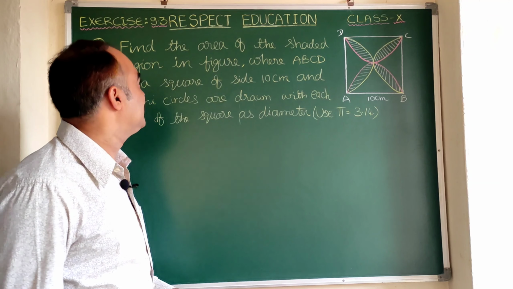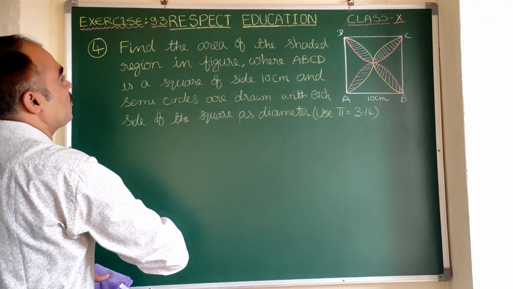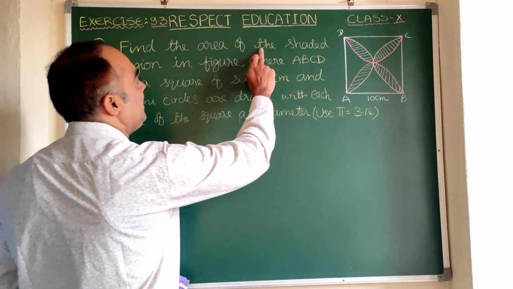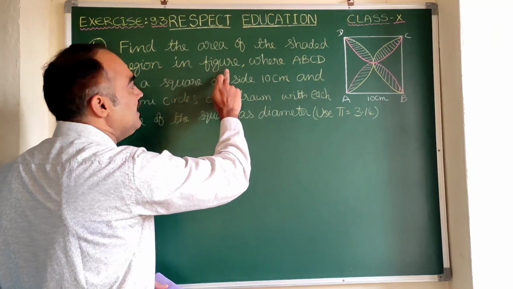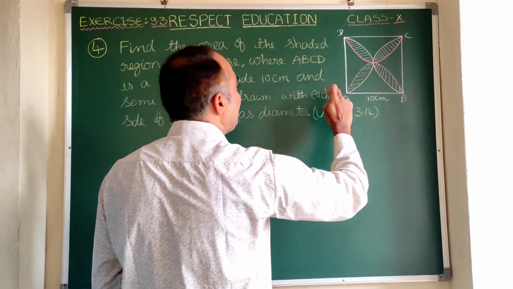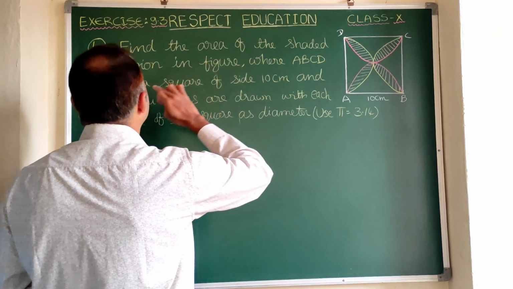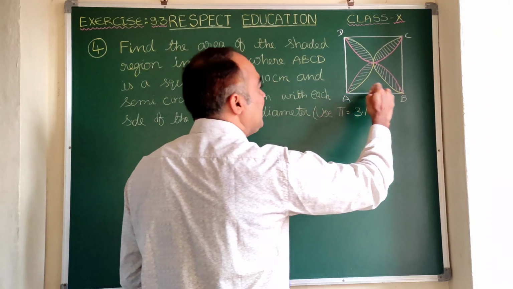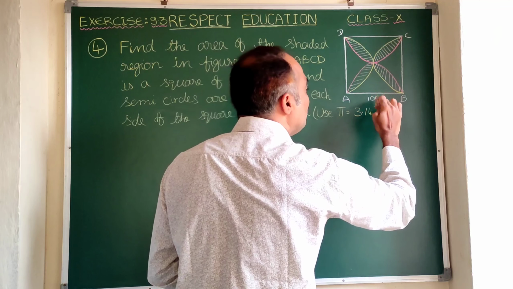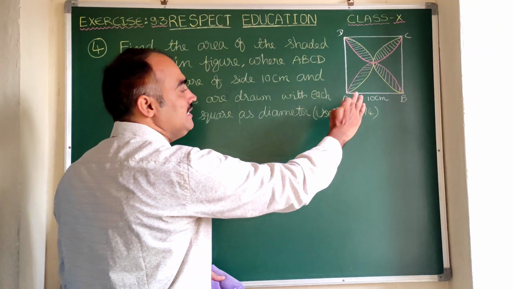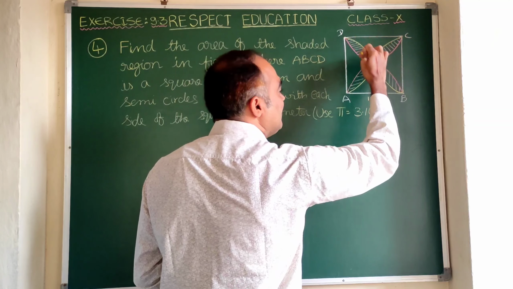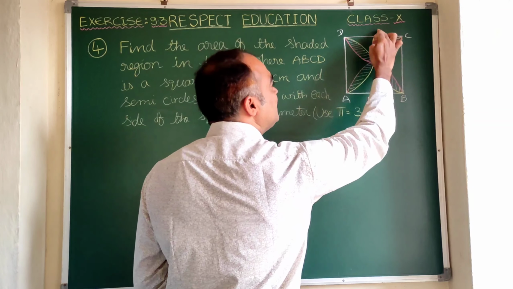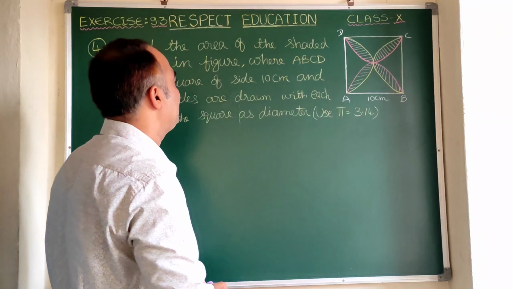Now let us see the next question, that is question number 4. Find the area of the shaded region in the figure. This is the given figure where ABCD is a square of side 10 centimeter. Since it is a square, each side is equal. So AB, BC, CD, DA, each one is 10 centimeter.